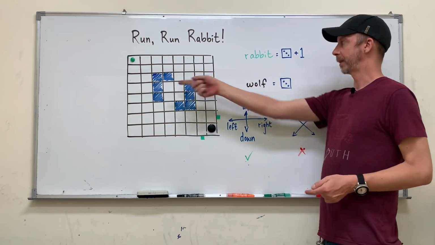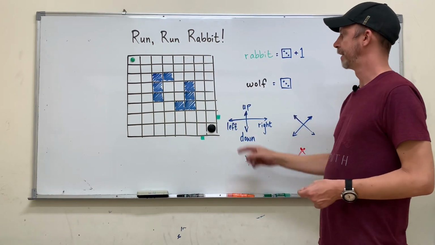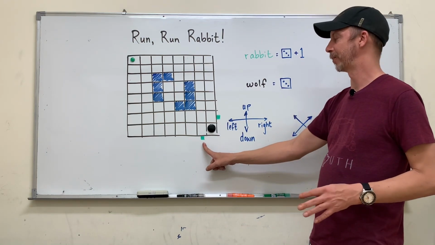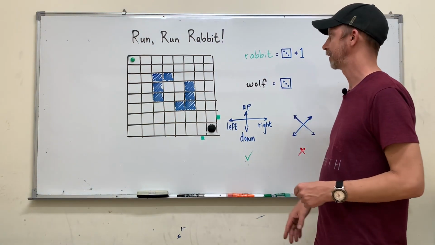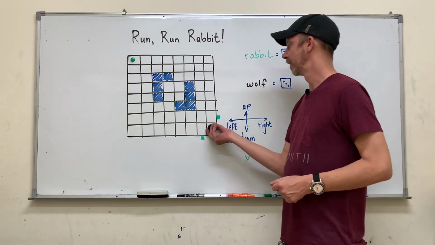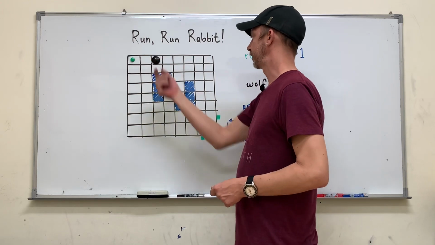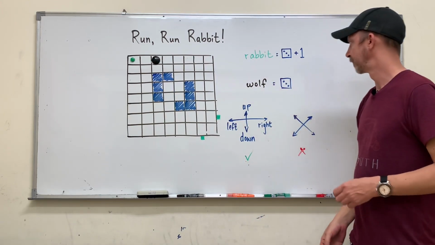The rabbit's represented by a smaller magnet, and then there are two entrances to the rabbit's home where it can escape to safety. So that's the goal for the rabbit team. The wolf's goal, its objective, is to catch the rabbit. So I'll put this here. I'll explain it in a moment.